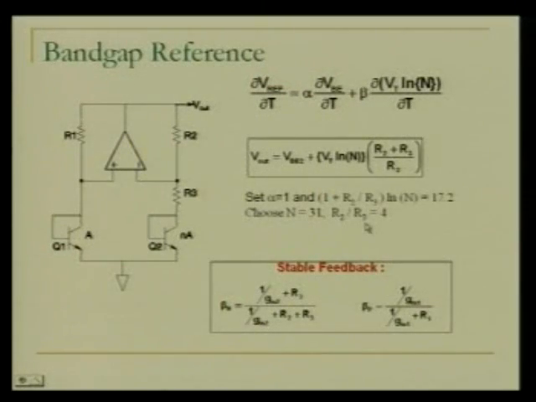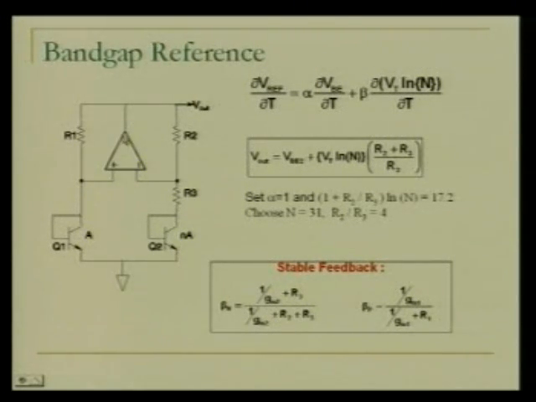Another thing that may happen, that is we have considered the offset of the operational amplifier to be 0, but it may appear that there is some high value of offset voltage between the two terminals, right. So this term will get added up with the output voltage.